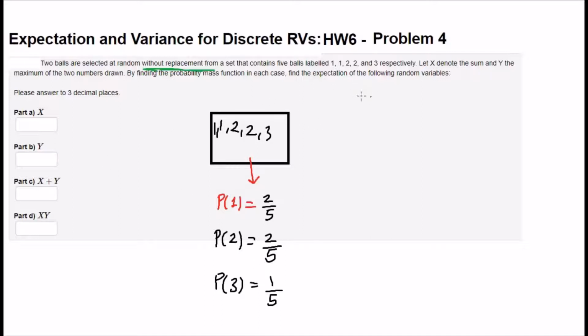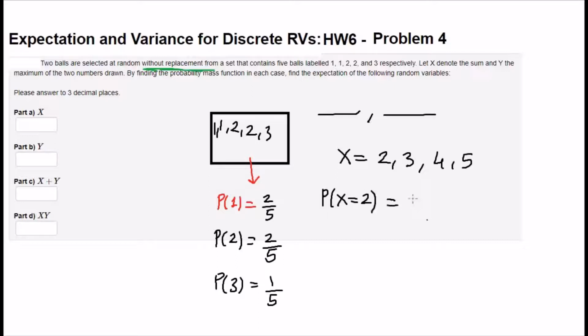X is denoting the sum of 2 balls. We are picking 2 balls, and x is the sum of them, coordinate 1 plus coordinate 2. So the possible values of x are 2, 3, 4, and 5. Probability that x is 2: the only way is that we pick 1 and then we pick again 1. So 1 plus 1 gives us 2.